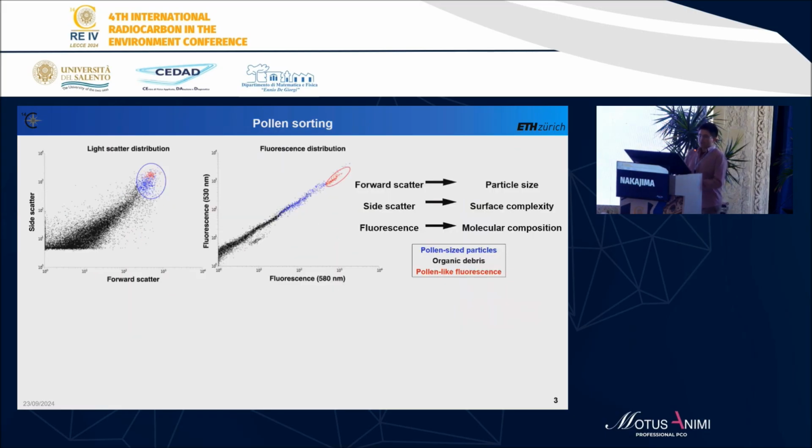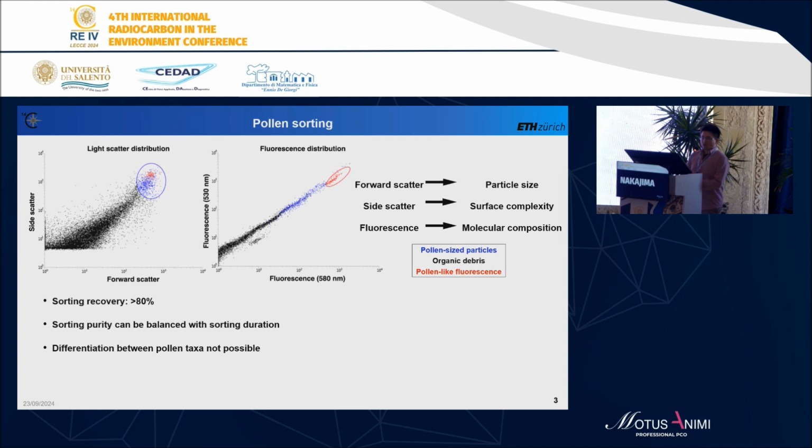So during flow cytometry, we are analyzing around 1,000 particles per second, and we are analyzing for forward scatter, side scatter, and 2 different fluorescence intensities that are emitted after excitation with the laser. And these properties reflect the particle size and surface complexity, as well as its molecular composition. So we can define the areas in the parameter space that's dominated by pollen. In blue and red, these are the regions in the parameter space dominated by pollen, and all the particles that are in both regions are getting deflected and collected.